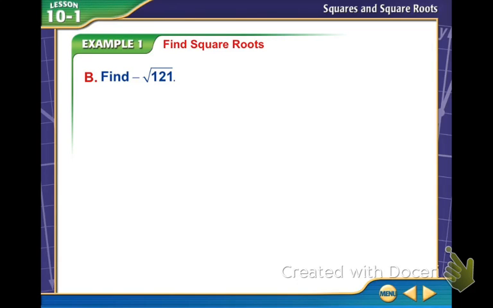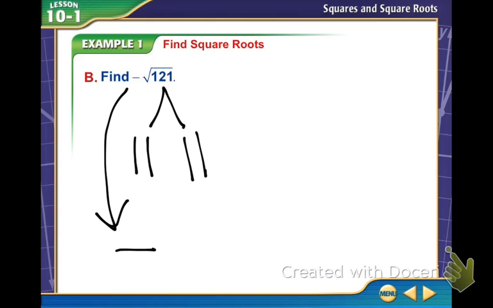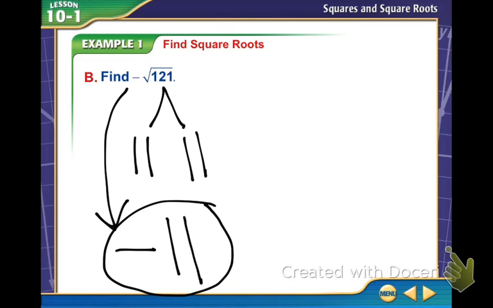Okay, this is similar, it just means that we're finding the negative square root of 121. So our negative symbol is still going to be out front. It's like a negative 1. And 121 is found by the factors of 11 squared, or 11 times 11. So the negative symbol just drops straight down, and the square root of 121 is 11. So our final answer is negative 11.